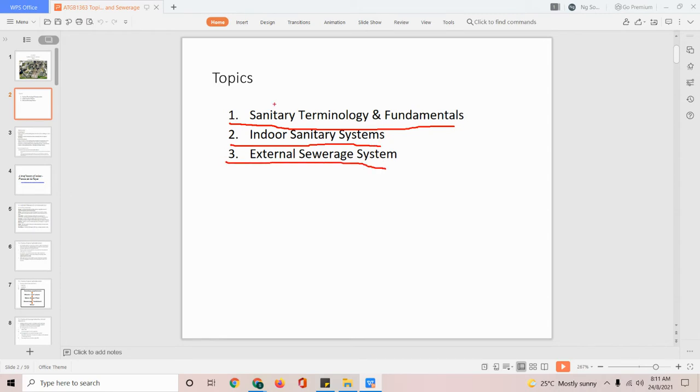First off, we'll learn a bit about the terminology, meaning the different names given inside this chapter, and then a bit of the fundamentals. Then we will find out what a system is, what types of different systems we can install inside our house, the sanitary system. And then after that, we go further away. We learn a bit about how the sewage can be processed.